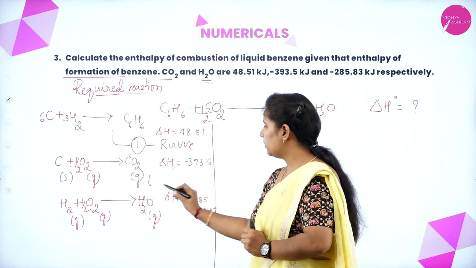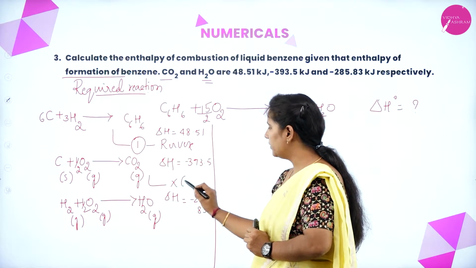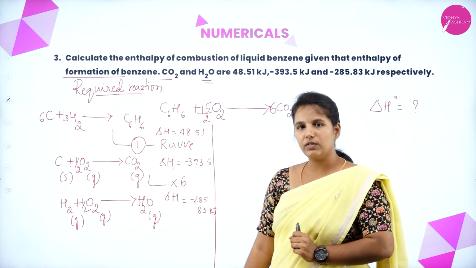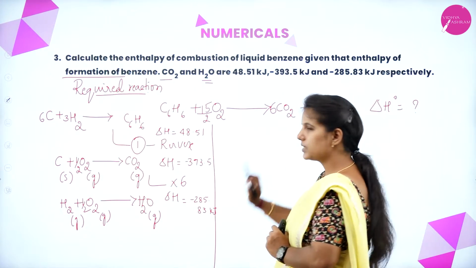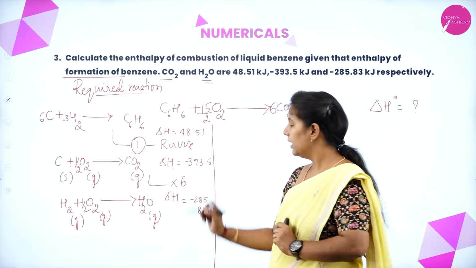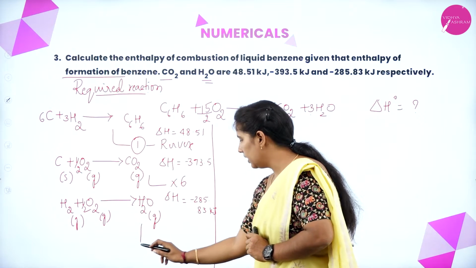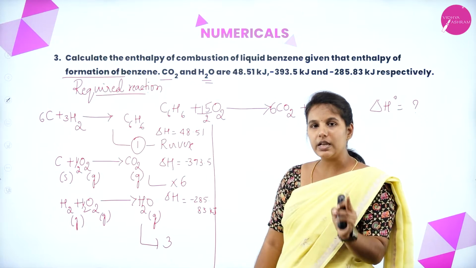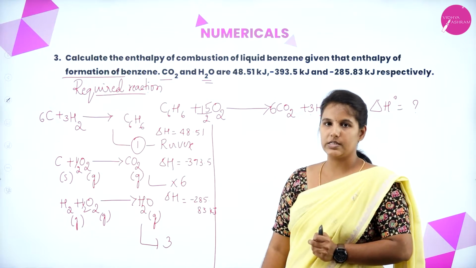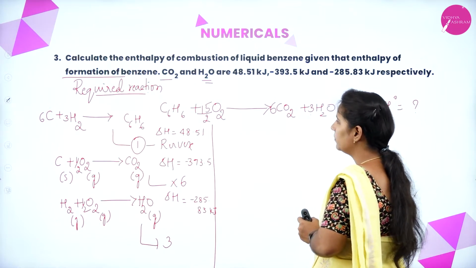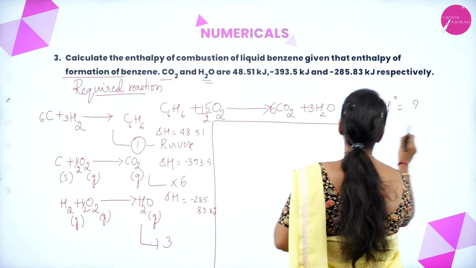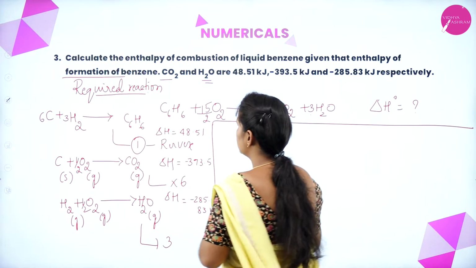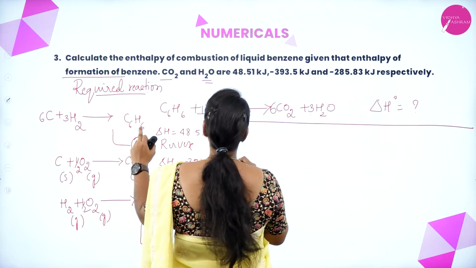Similarly, I'll take up equation 2 and I'll multiply it with 6. Why am I multiplying with 6? Because I want 6 carbon dioxide as a product. And I'll take up the third reaction and multiply it with 3 because I want 3 water molecules on my product side. So now we'll see how to write it once again. So the first reaction has to be reversed.